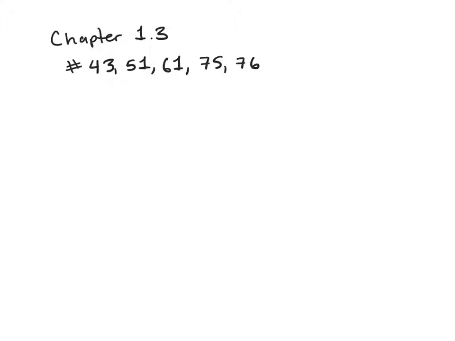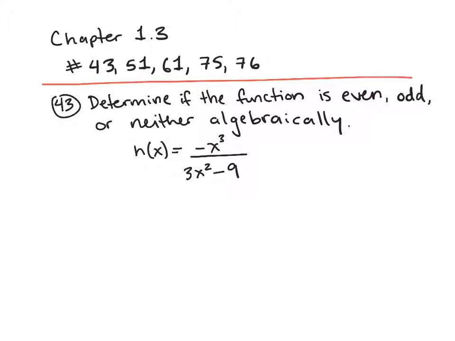So let's get started with number 43. Okay, so here is number 43. We are determining if this function is even, odd, or neither algebraically, which means we're not going to look at a graph. We're going to use the relationships that we know.